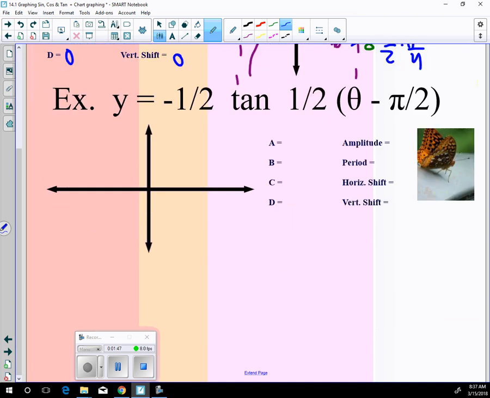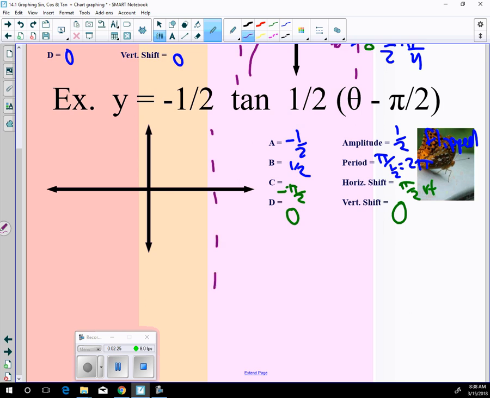So for this one, A is negative 1/2. So the amplitude is a half, and then it's flipped over the x-axis. What's B for this one? Garrett, what's B? Half again. So the period is pi over a half, which is 2 pi. Awesome. And then this one is pi over 2, and it says negative, so pi over 2 to the right. And then thank goodness there's no vertical shift, but we could handle that if we had to.